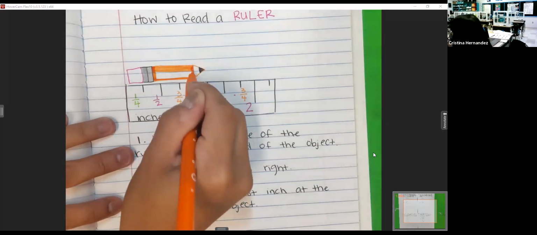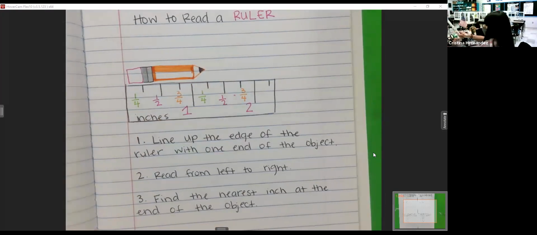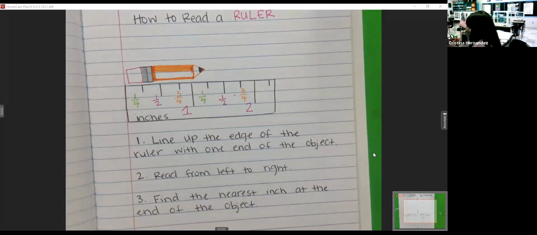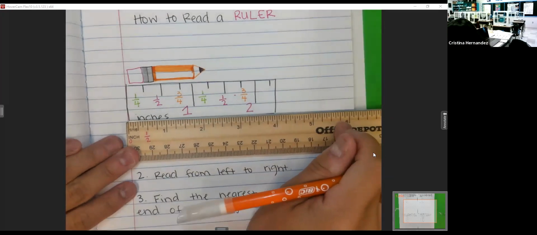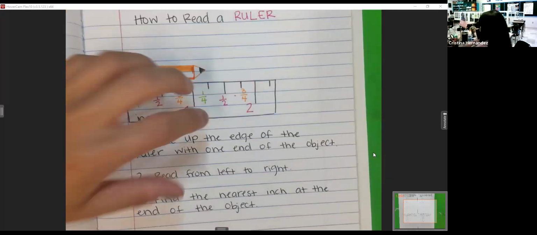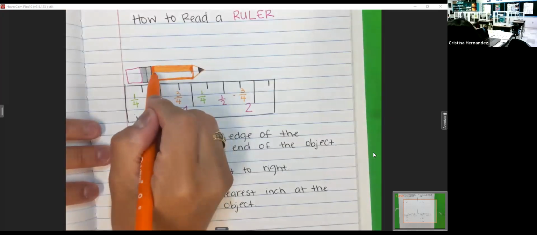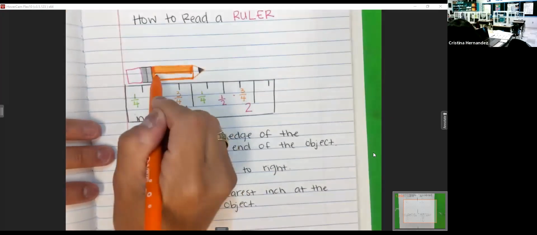How to read a ruler. Remember, when we read a ruler, we line it up to the edge of the ruler and we measure. Is that actually, oh, it's 4 inches. We're drawing this in our math journal. You can draw the pencil, yes. Our math journal, yes.